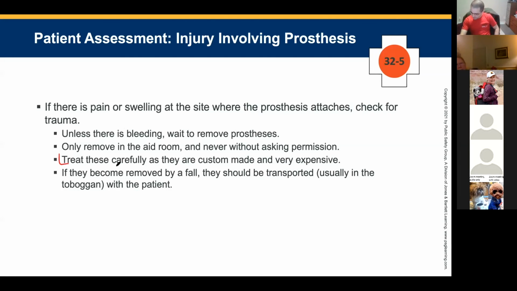I hope you guys are seeing a trend. I think we've talked about this at least a dozen times already, that these pieces of equipment are very expensive. And so we want to make sure that they remain with the patient and that we treat these with absolute respect. If the equipment does become removed by the fall, we want to transport in a toboggan with the patient, or depending on the equipment, we may need to call for an additional toboggan or additional resource such as a snowmobile to transport the equipment down the mountain.